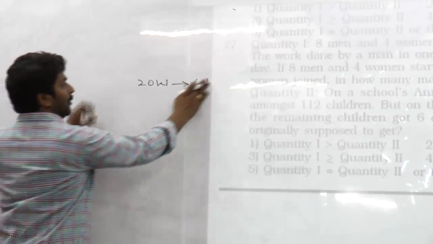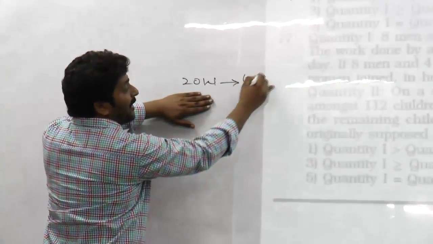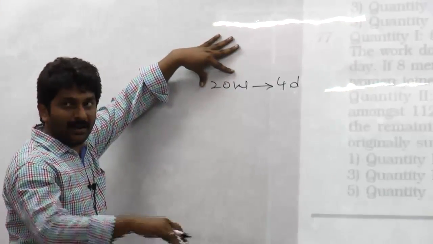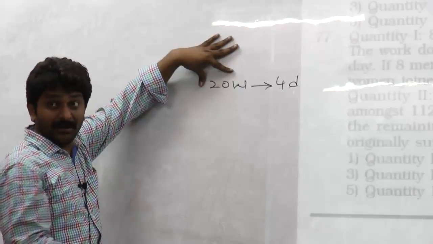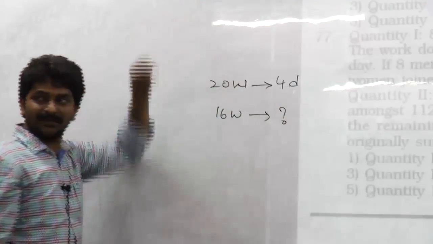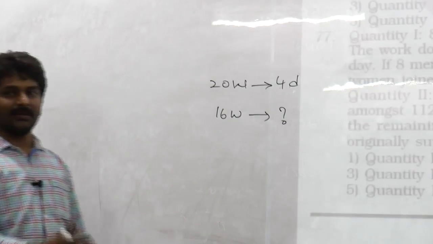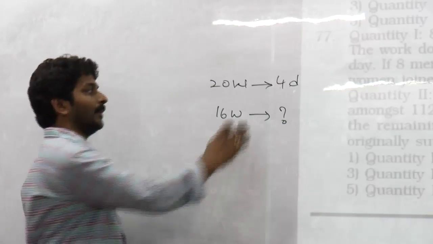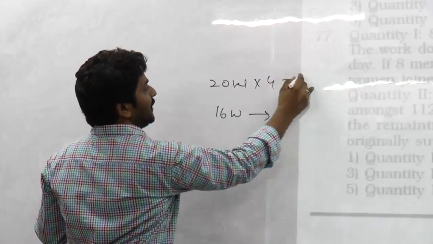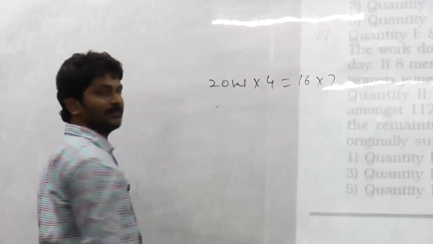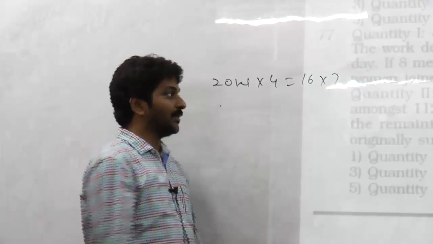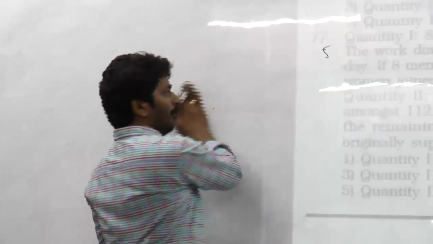So 20 women need to complete the remaining work in 4 days, but out of 20 women, 8 women left and then 4 more women joined. Now we have only 16 women. 16 women can do it in how many days? M1D1 equals M2D2. 20 into 4 is equal to 16 into how much? 4 times 4, 5 times, 5 days. Quantity 1 is 5. Next.